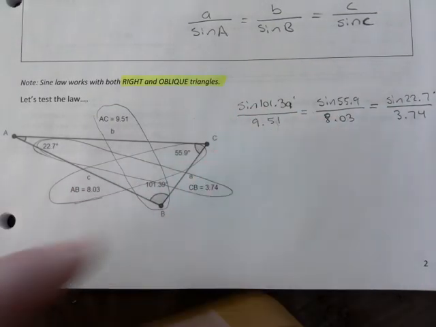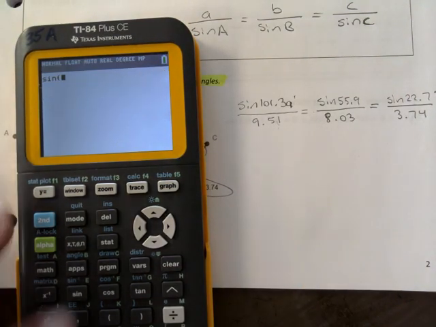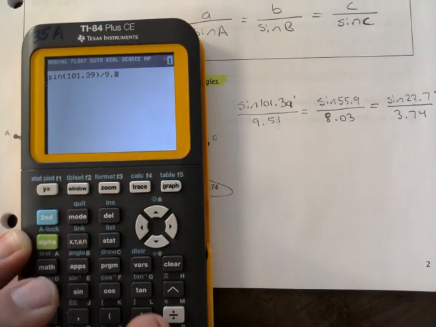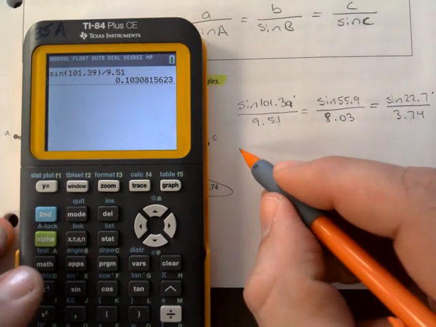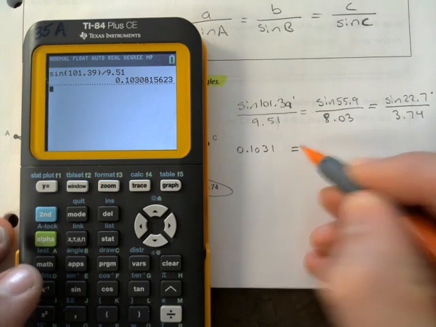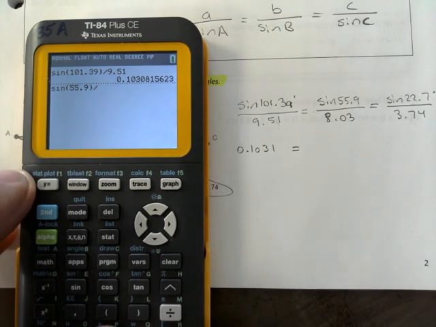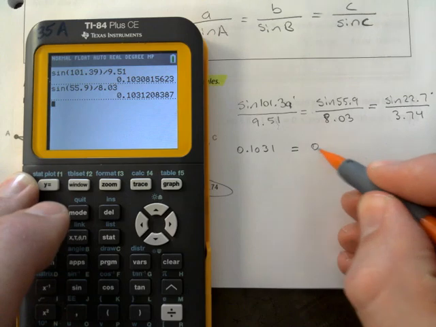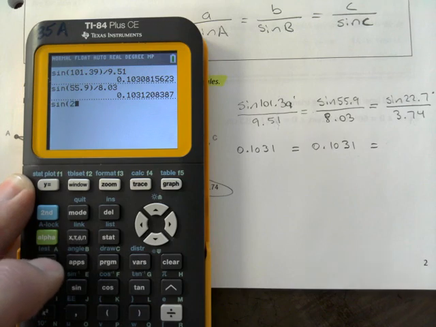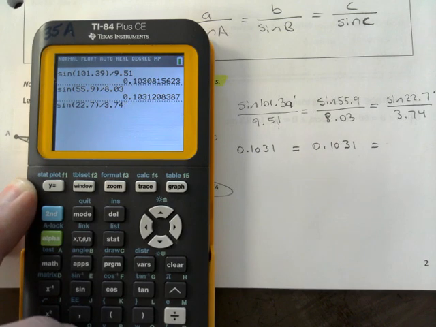If we were to divide sine of 101.39, if you want to beat me to it, just close the bracket, okay? Divide it by 9.51. That gives us 0.1031, let's say. And then we go sine of 55.9, close bracket, divided by 8.03. That gives you 0.1031. And the last one, sine of 22.7 divided by 3.74.